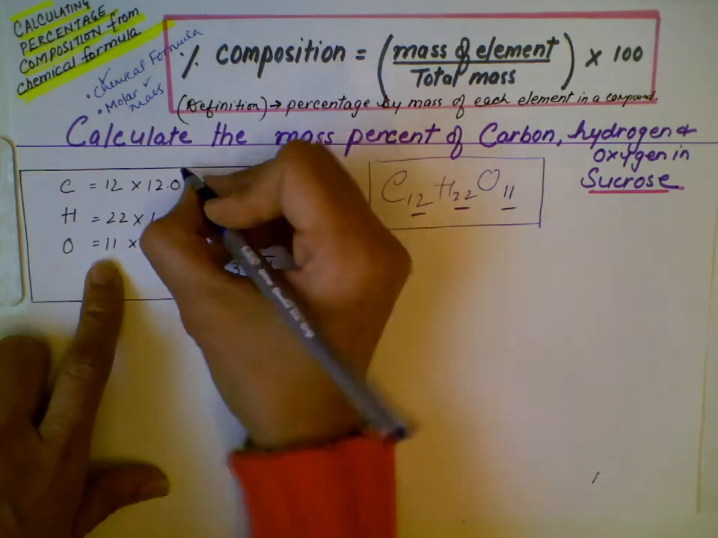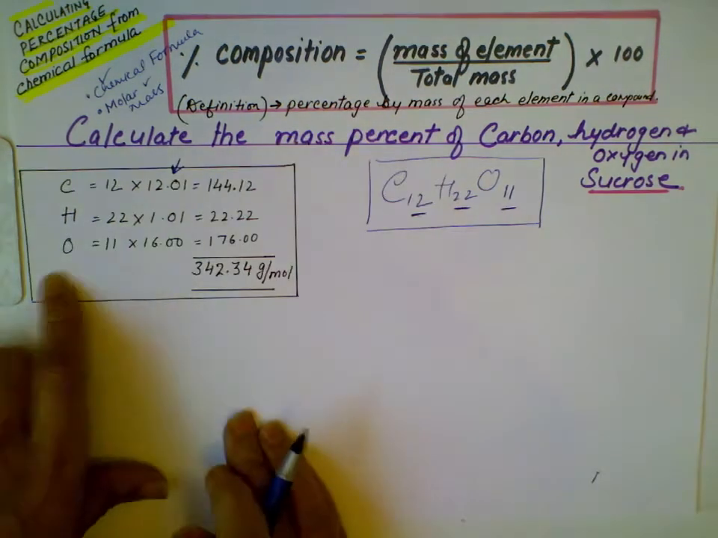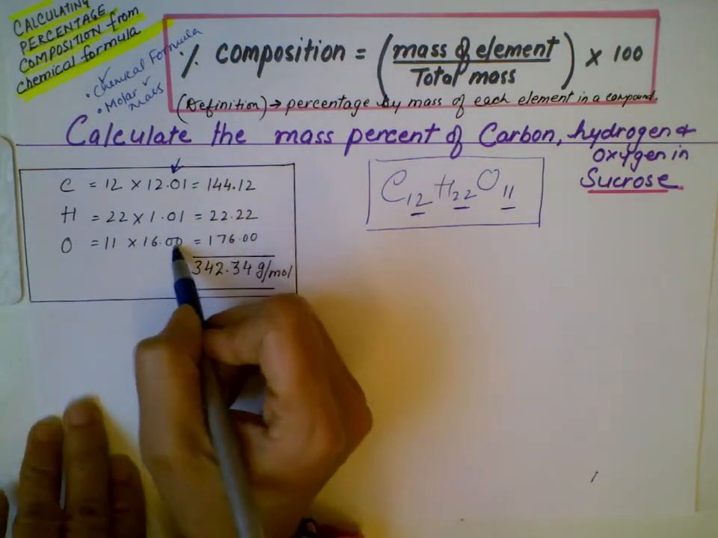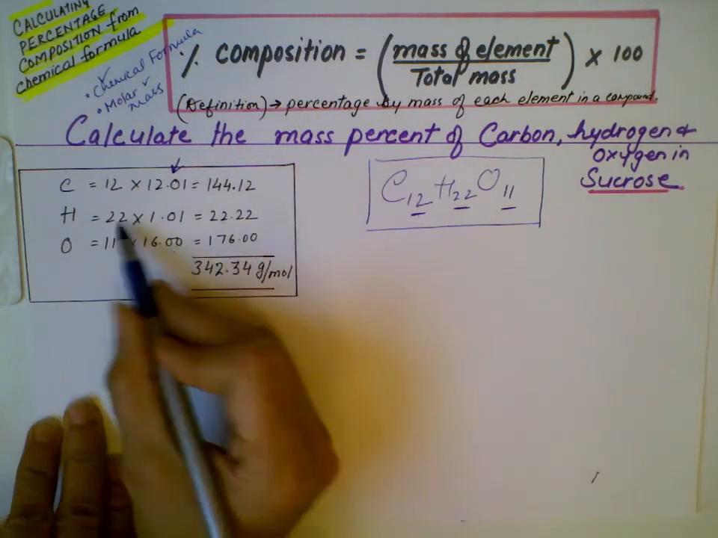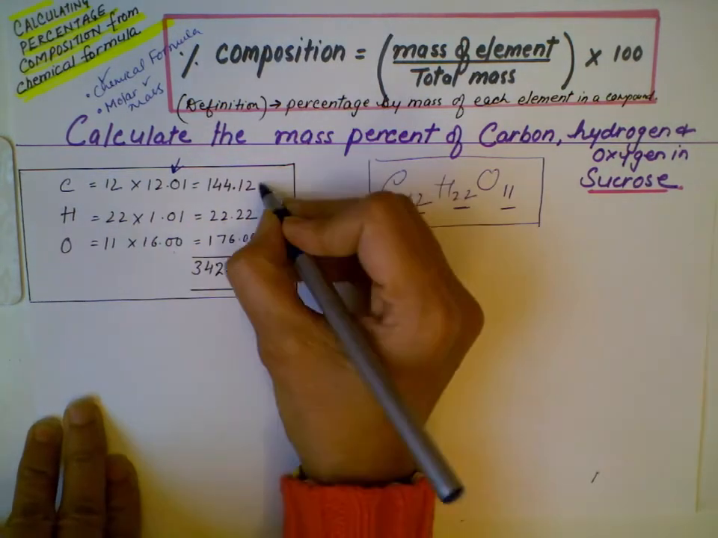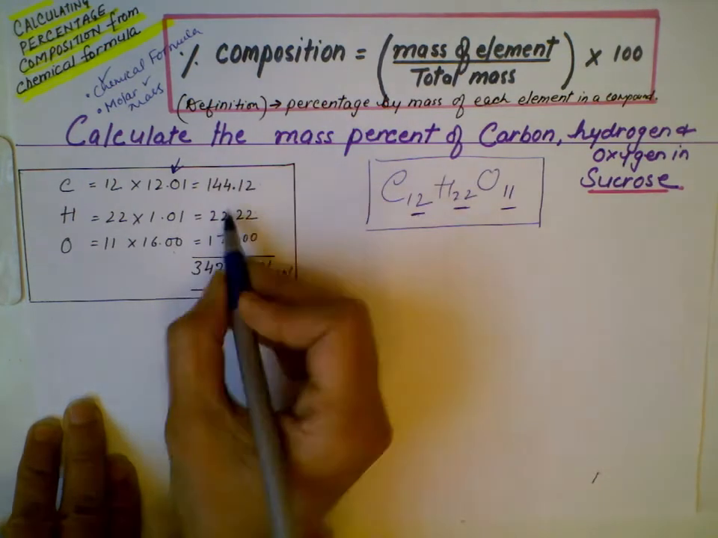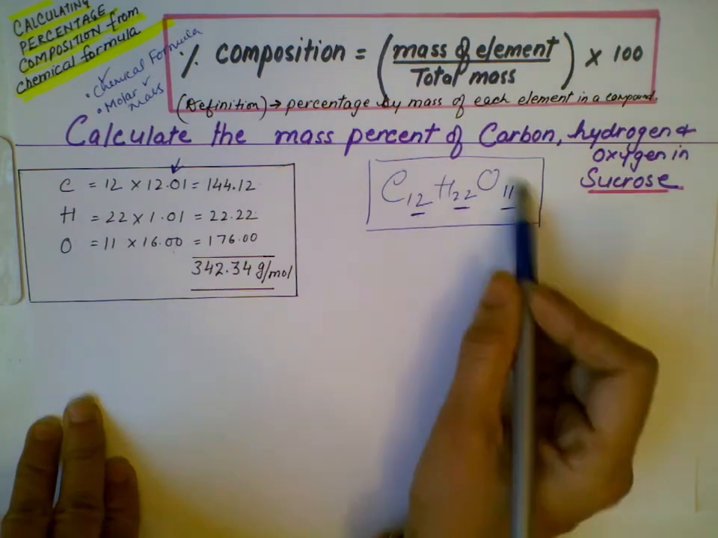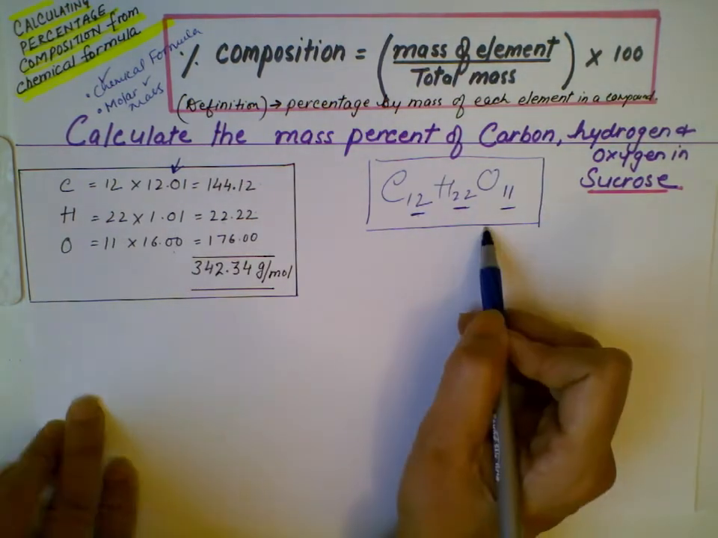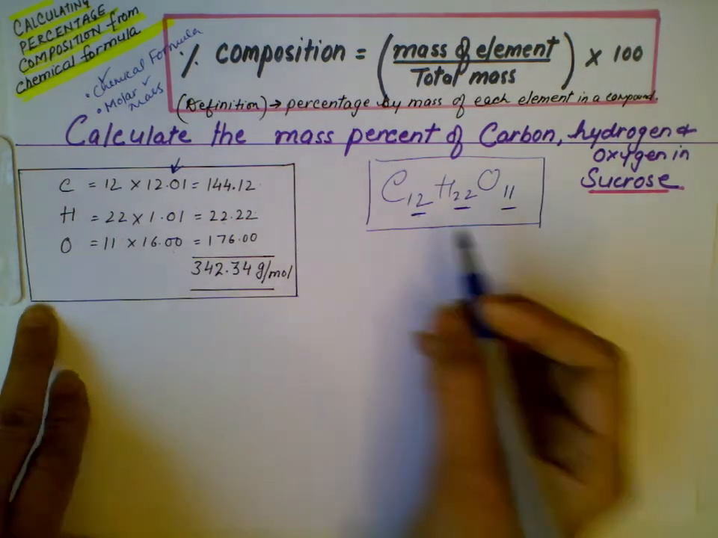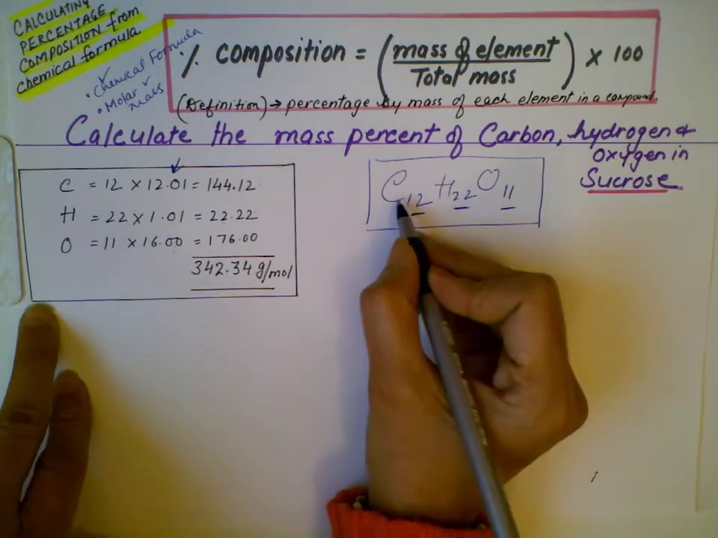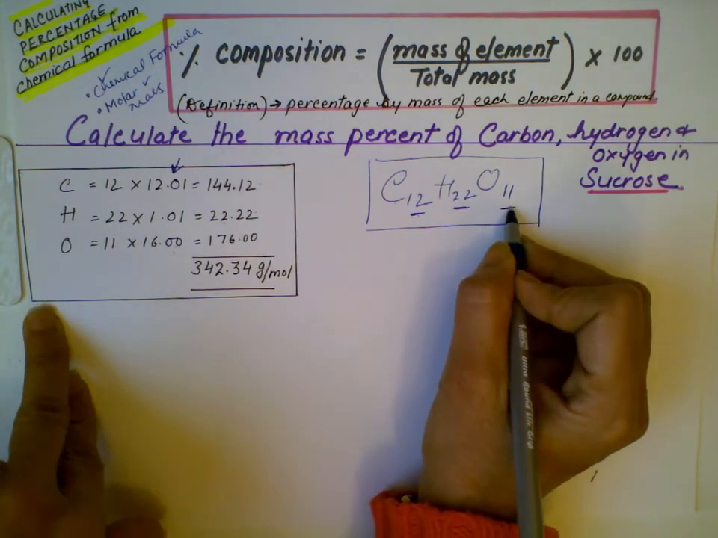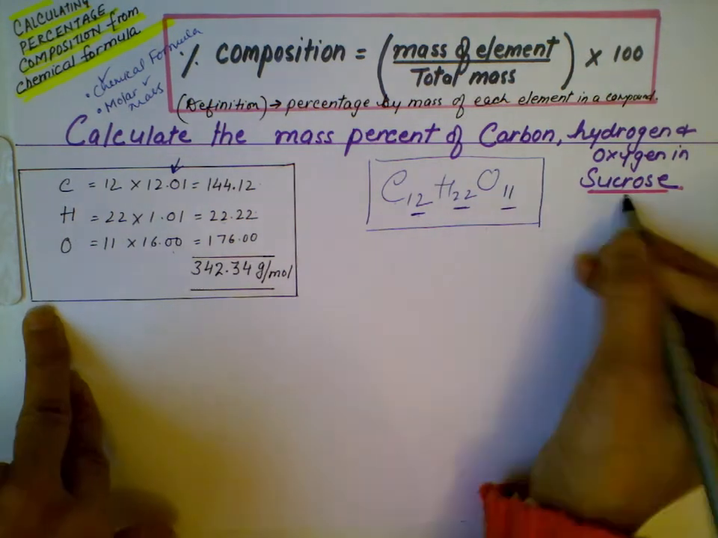These are the molar masses for 1 mole of each of these elements from the periodic table. I have rounded all of them to the hundredth place. Then you multiply each of them, and what you get here is the total mass of that element in a particular compound, and in this case it is sucrose. Our job is to figure out the percentage of carbon, the percentage of hydrogen, and the percentage of oxygen present in 1 mole of sucrose.